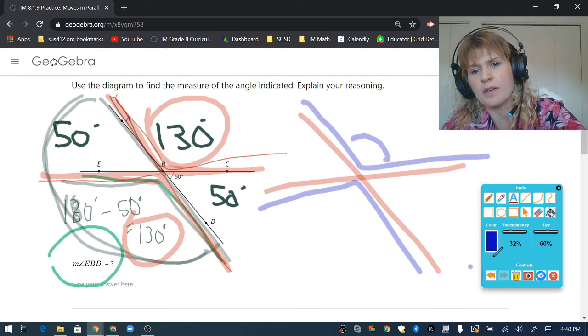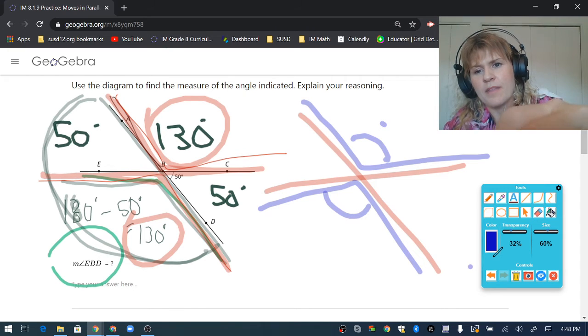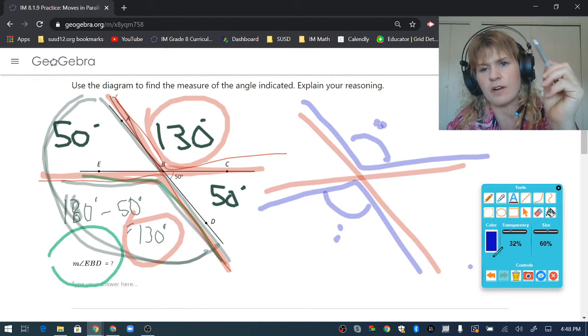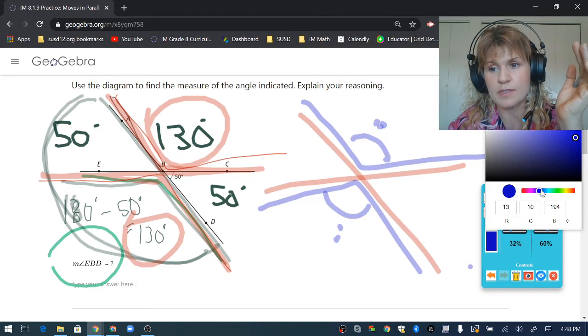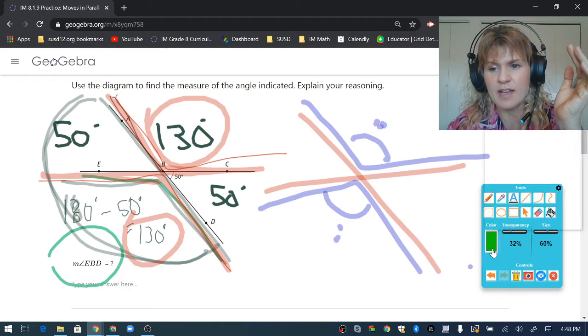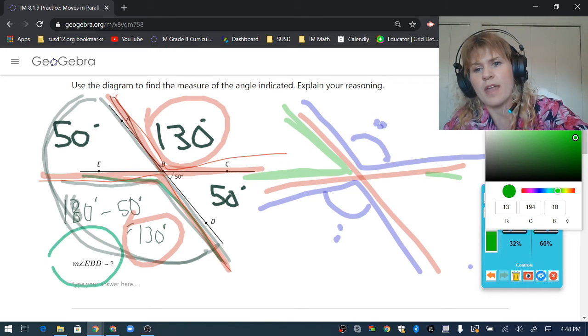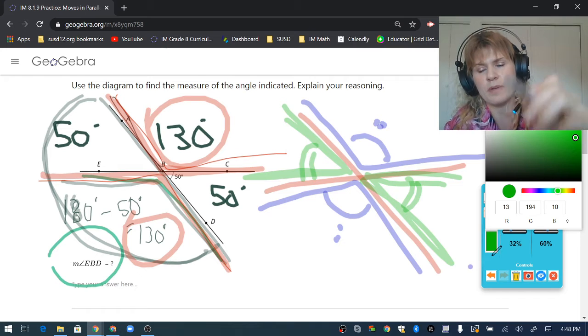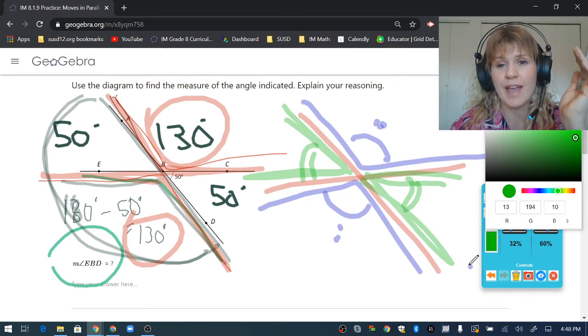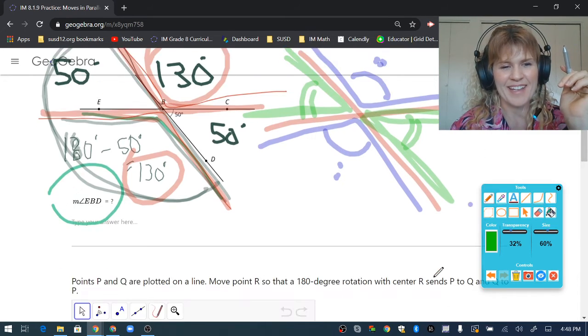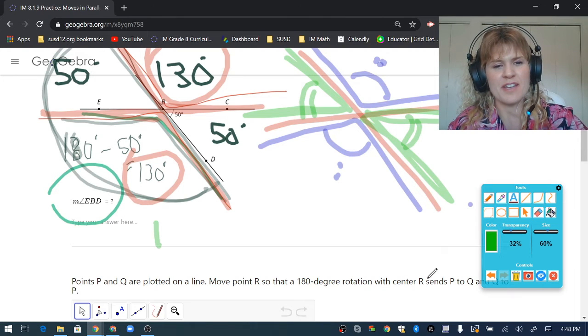That means the angle measurement is the same. They sit across from each other, vertical angles. And the other set of vertical angles is here. They are across from each other. They have the same measurement. Okay, you got it. So put your answer here on the line. The measurement of angle EBD is 130 degrees.